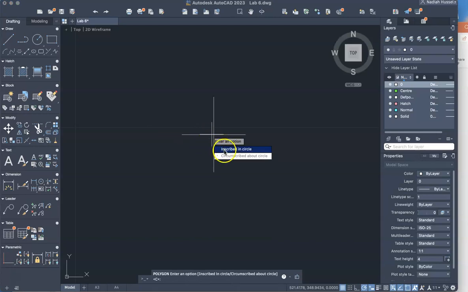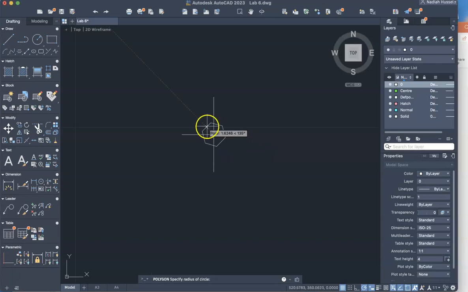Now I'm just going to circumscribe about a circle, because basically we don't really have a circle. So I'm just going to try to fit this in. Basically, we know that the flat side should be over here, and now it is aligned. Now let's try to remove the lines and measure this, to see if it is accurate or not.